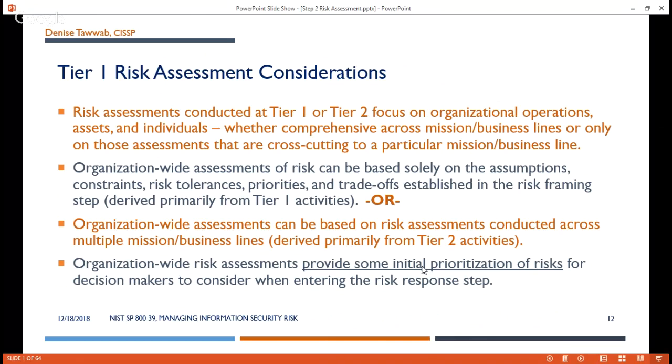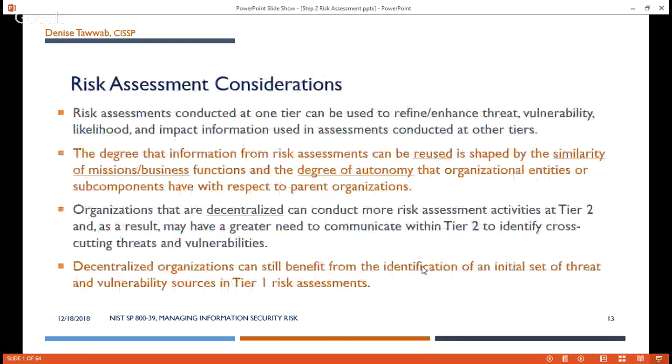So risk assessments can happen at Tier 1, Tier 2, and Tier 3. Risk assessments conducted at one tier can be used to refine and enhance your threat, vulnerability, likelihood, and impact information used in assessments conducted at other tiers. For example, I can do a high level risk assessment, but then when I have one of my business lines do a risk assessment at the business level, they may discover some information that I haven't considered because I'm not working at that tier, and they can pass that information up to Tier 1, and that becomes an input into the Tier 1 risk assessment.